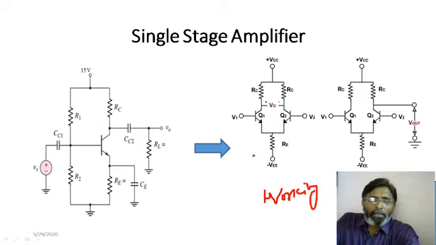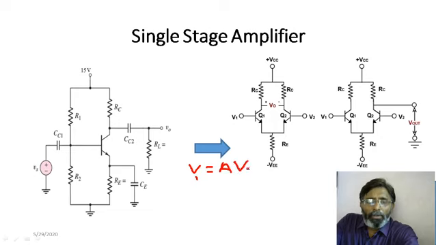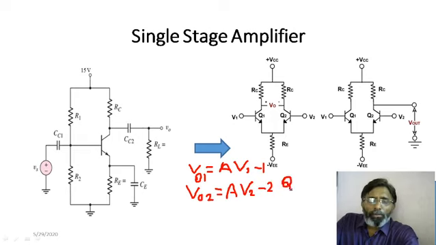Now, see, in this case we are applying V1 input. When we apply this V1 input, we will get the output. I will write this as A into V1. This is my VO1 output. Then I will have another output, VO2, which is equal to A into V2. Let us say this is equation 1, this is equation 2. See, the gain of both is the same because Q1 and Q2 are almost the same.